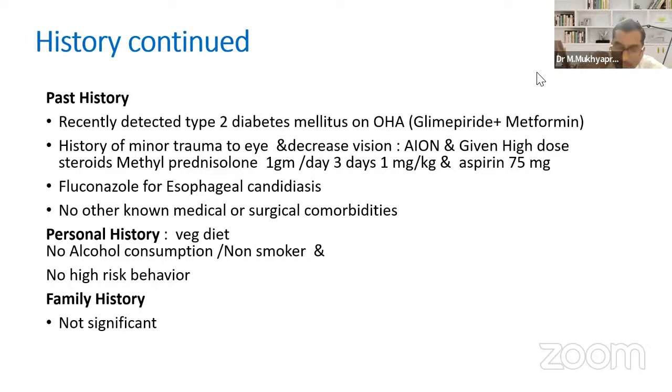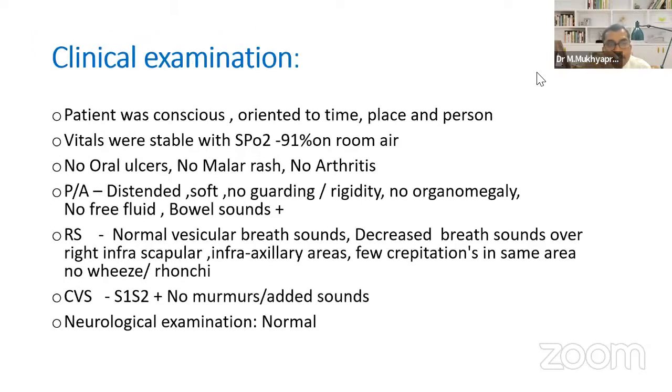And because of abdominal pain, outside they did an endoscopy. There was candidiasis, and he was started on fluconazole. There was no previous history of medical or surgical comorbidities. Personal history: he was a vegetarian by diet, with no history of alcohol consumption, non-smoker, and no history of any high-risk behavior. There was no significant or similar history in the family.